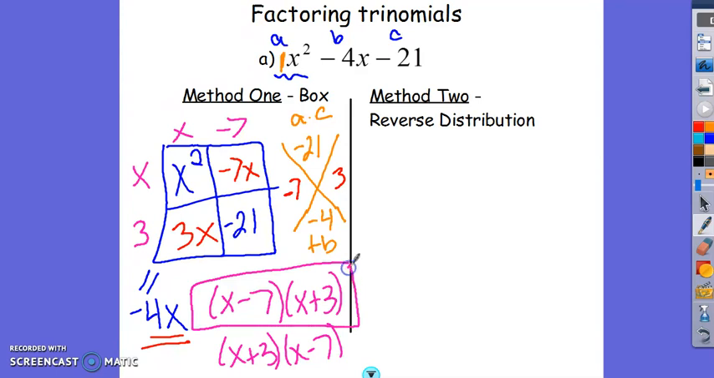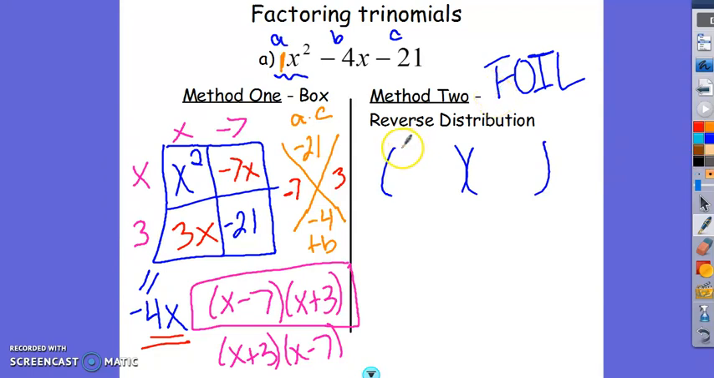Those are our factors. The other way to look at this is reverse distribution. We're going to start with our parentheses, and you're going to do the opposite of FOIL. Essentially this is kind of a guess and check method. It's easier when a equals 1 than anything else. You know that the first in FOIL is first, and you know that these first two have to equal x squared. So the only way to get x squared is x times x.